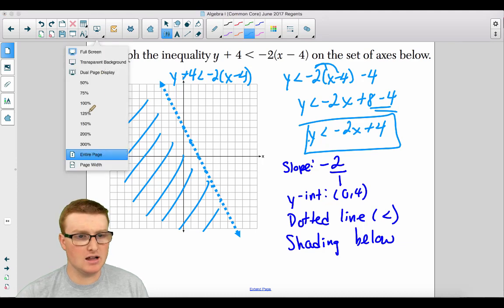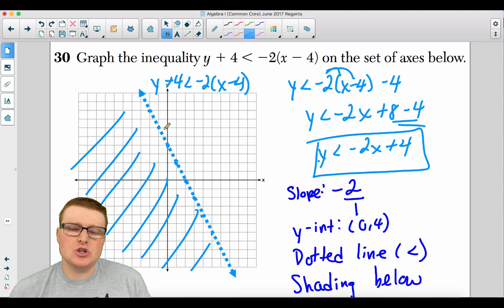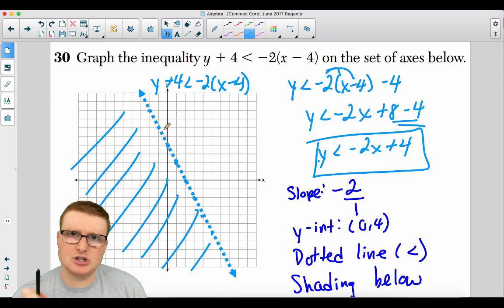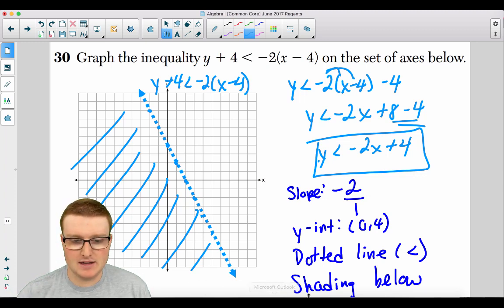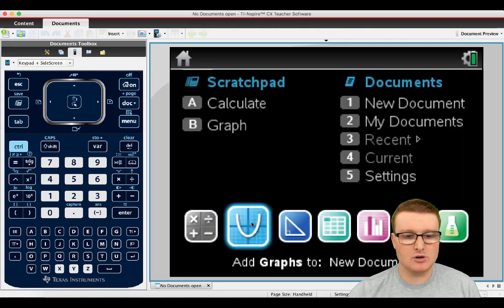That was using just strict knowledge of inequality graphing. So now I'm going to show you how to graph this on the graphing calculator, just to make sure that you're right. So go to your graphing calculator. Okay? And I'm going to go to my graph.